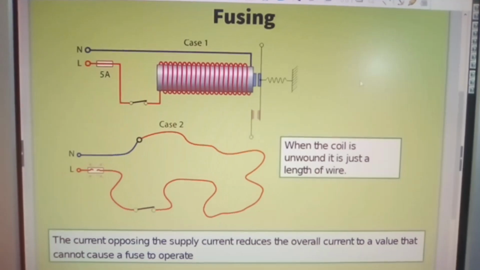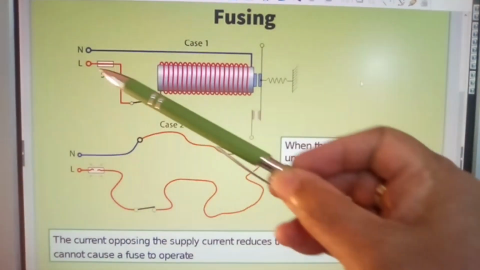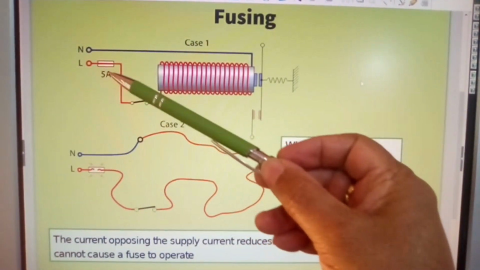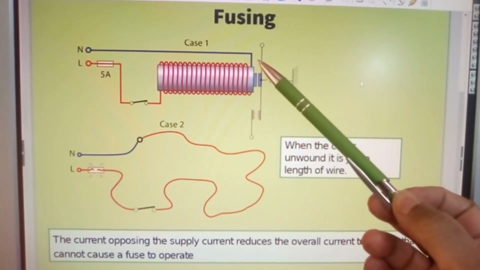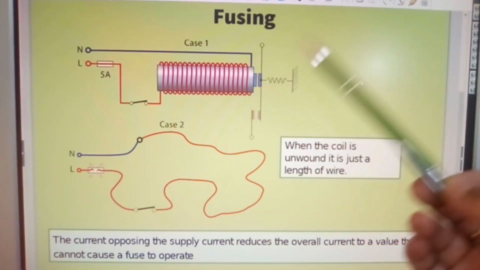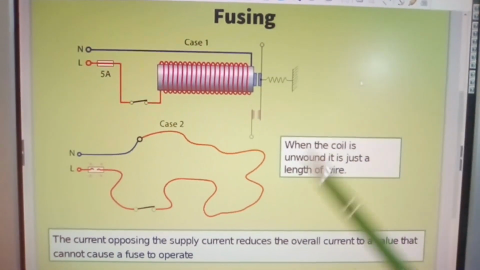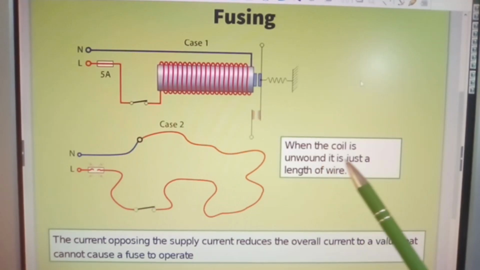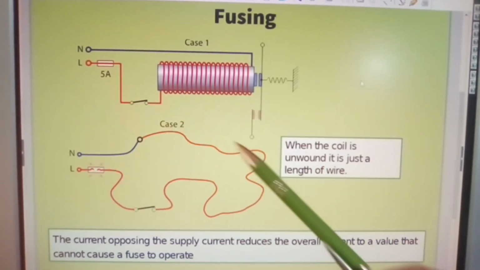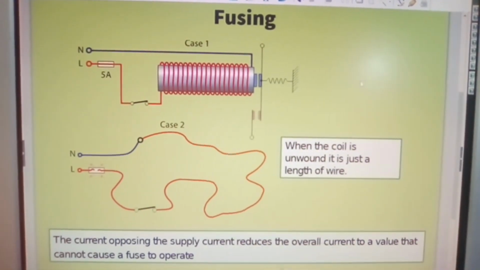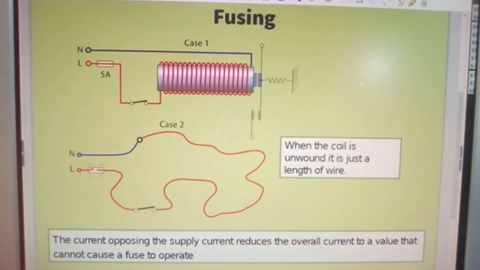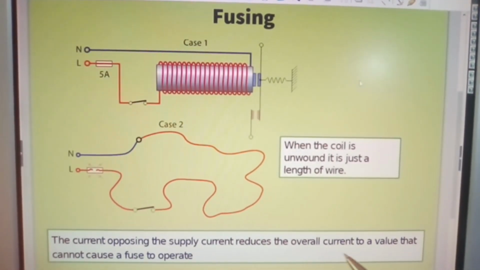Fusing. Here we have a diagram simply showing a live 5-amp fuse with a switch operating a solenoid, which brings in a contactor to operate something else or whatever. When the coil is unwound, it is just a length of wire. Okay, and all we're showing you here is that the solenoid is actually just a length of wire wrapped around a former that creates a solenoid. The current opposing the supply current reduces the overall current to a value that cannot cause a fuse to operate.